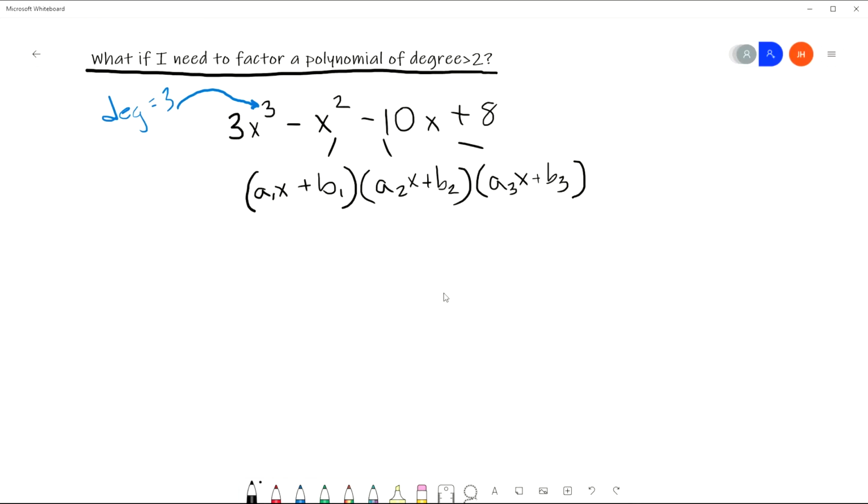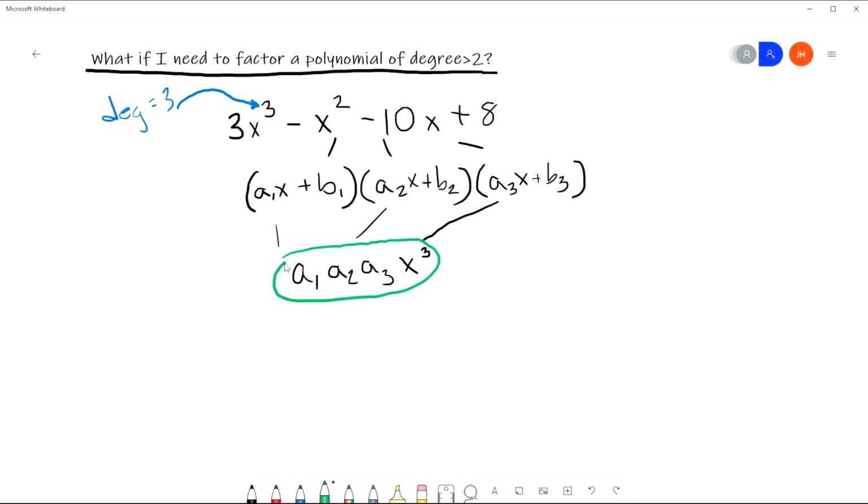So what I know is that when I have all these factors, all 3 of the x terms should end up multiplying a1 times a2 times a3 x cubed, right? See how if all these multiplied, I'd have a1, a2, a3, and 1, 2, 3 x's, so it's x cubed. These all 3 multiplying should end up making the same thing as my leading term, 3x cubed.